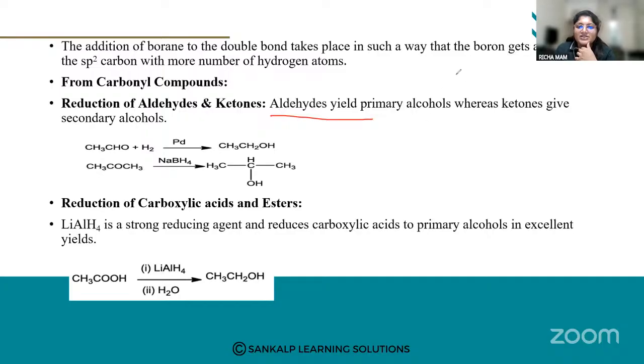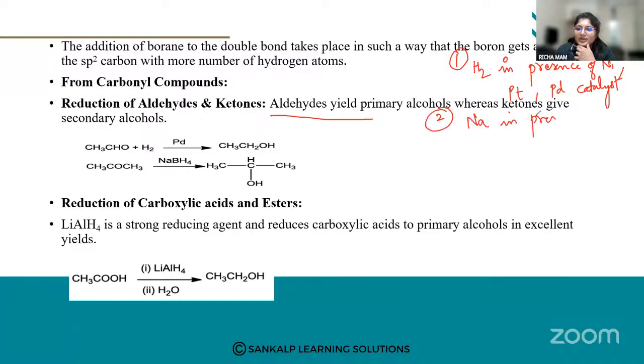Which reducing agents can we use? Make a note. We can use hydrogen in the presence of nickel, platinum, and palladium catalyst. So this we can use. Then we can use sodium in the presence of alcohol.